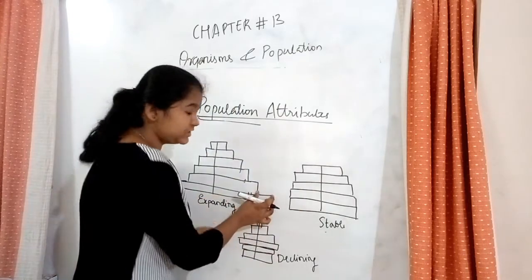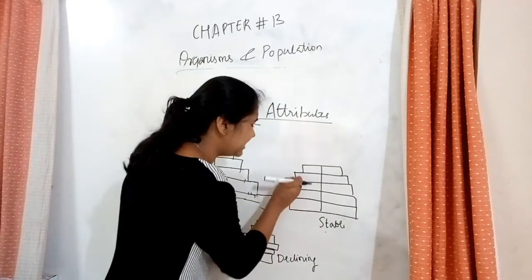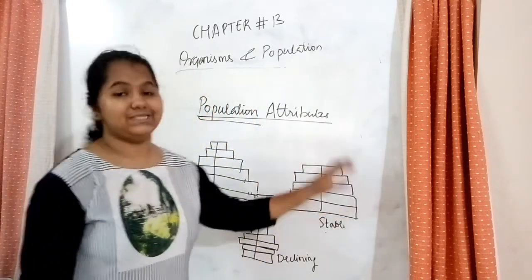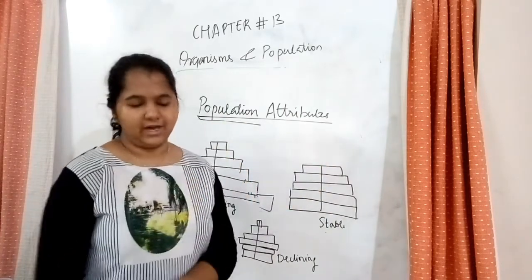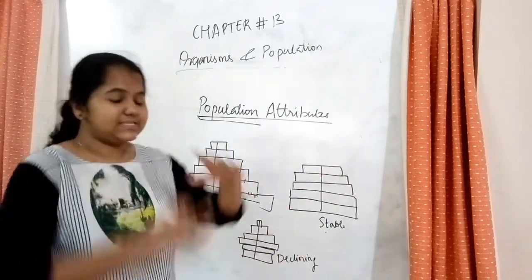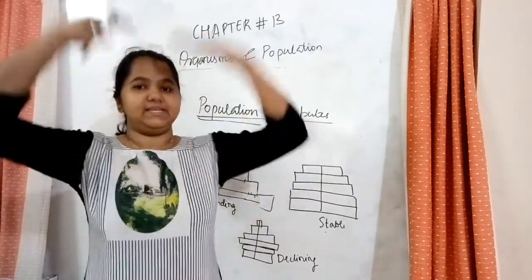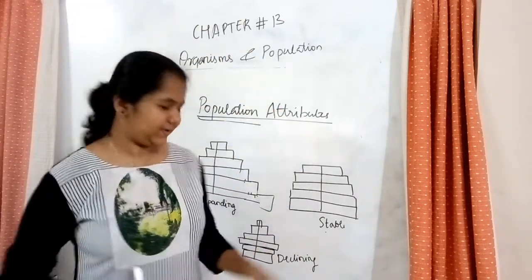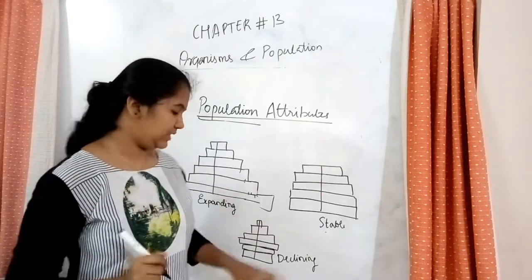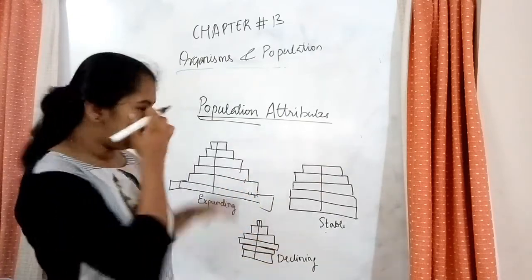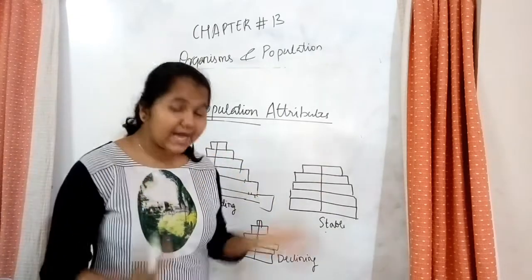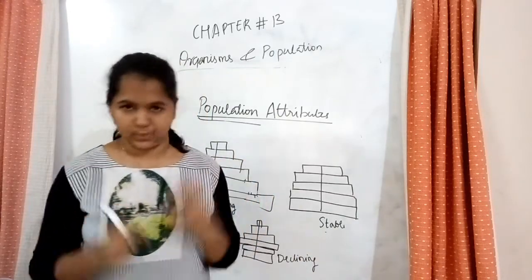Whereas this is a stable graph because there are only very few differences. See, over here there is this much difference, but over here everything has only minor differences. So this is a stable pyramidal graph, and this is a declining one. It is not in order, it is neither increasing nor decreasing, and that's why it's known as a declining pyramid. So these three are examples of how an age pyramid would look.